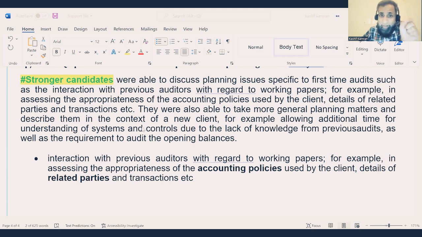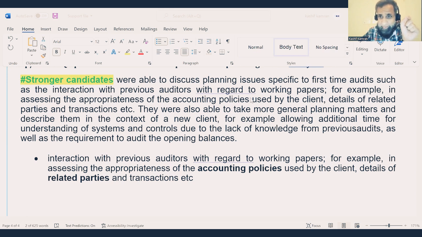So you need to interact with the previous auditor when you are planning the first year audit. And through that interaction, you need to identify the areas you should focus on, the accounting policies and the related party transactions, because you have less knowledge of the business as a new auditor. So you need to take the help of the previous auditor.